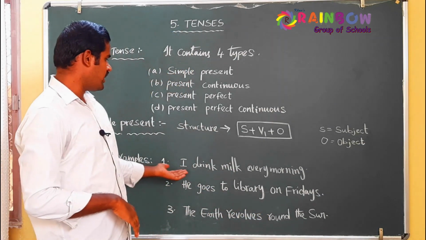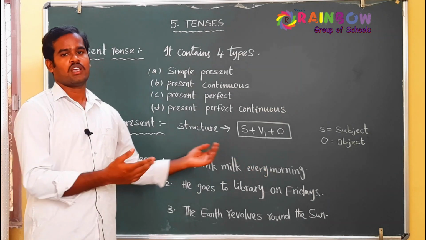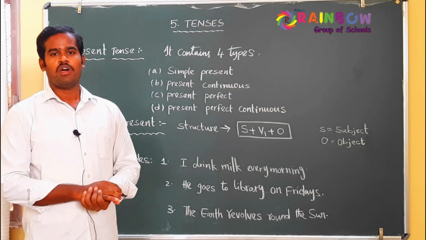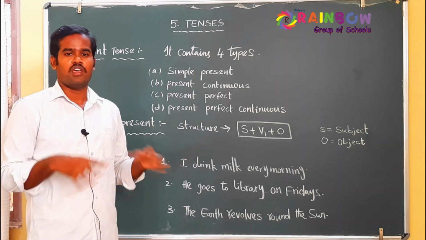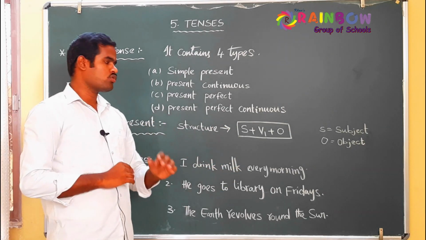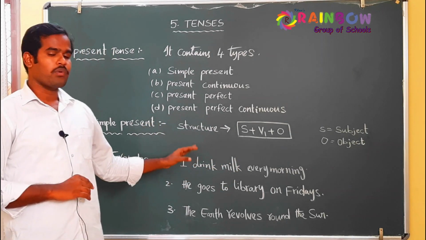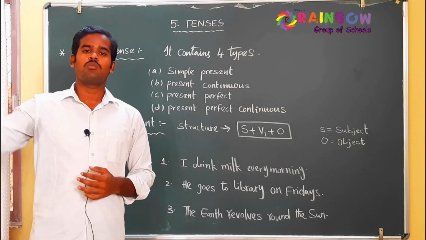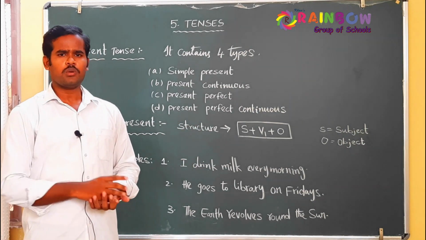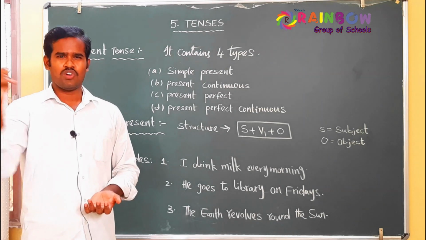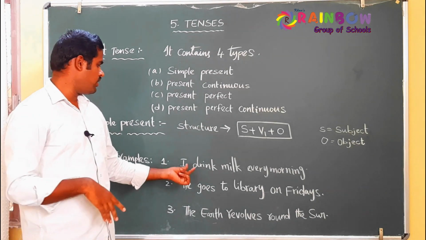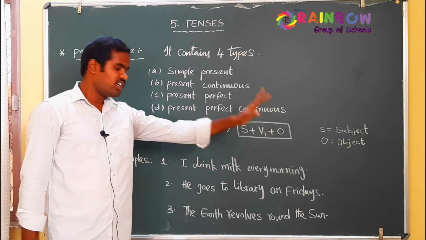See, examples: I drink milk every day. It is my frequent action. I regularly do that action. My habitual actions, not only mine, everybody's habitual actions should be expressed in only simple present tense. You cannot say, I am drinking milk every day. That is wrong, because it is a habitual action. It is your habit. So all your habits should be expressed in simple present tense form only.